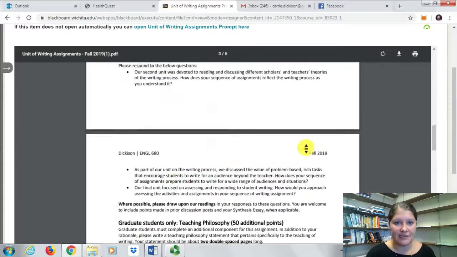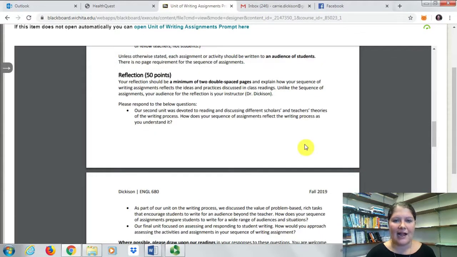The first question that I want you to answer is about how you're applying the ideas about the writing process that we've talked about. So the question I give you is, our second unit was devoted to reading and discussing different scholars and teachers' theories of the writing process. How does your sequence of assignments reflect the writing process as you understand it? So this is basically asking you to connect the sequence of assignments, the various writing activities and assignments that you've developed, and think about how those reflect your understanding of the writing process, and connect back to the readings that we've talked about.